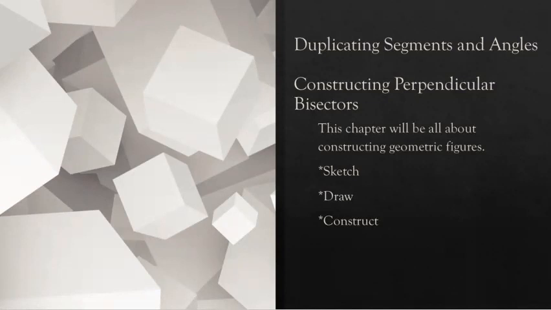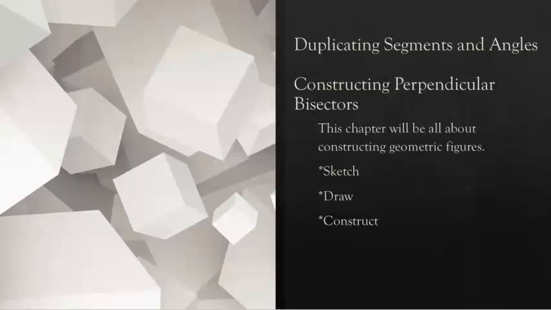Euclid wrote down the basic rules for constructions using only a compass and a straight edge. And that's what we'll mostly be doing in this chapter. We will discover how to construct geometric figures with a compass and a straight edge, or just with tracing paper and a straight edge. So what's the difference between sketching and drawing and constructing?